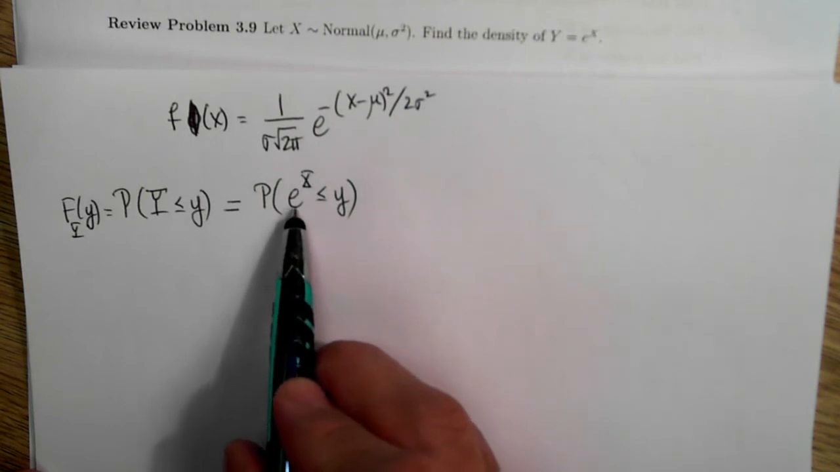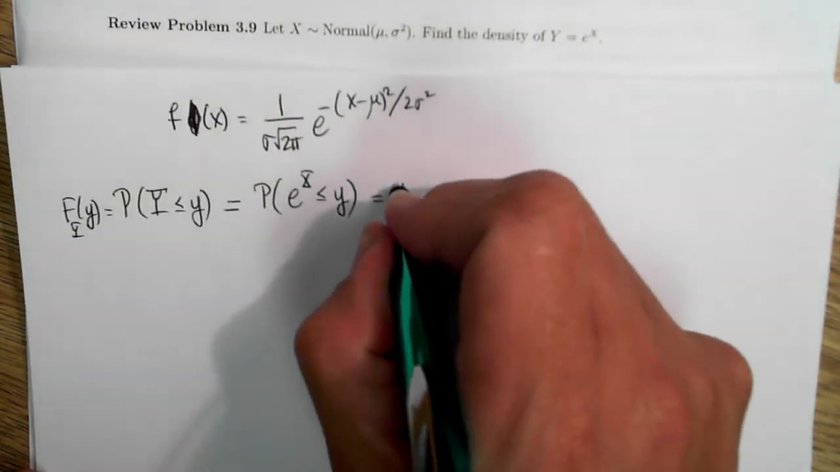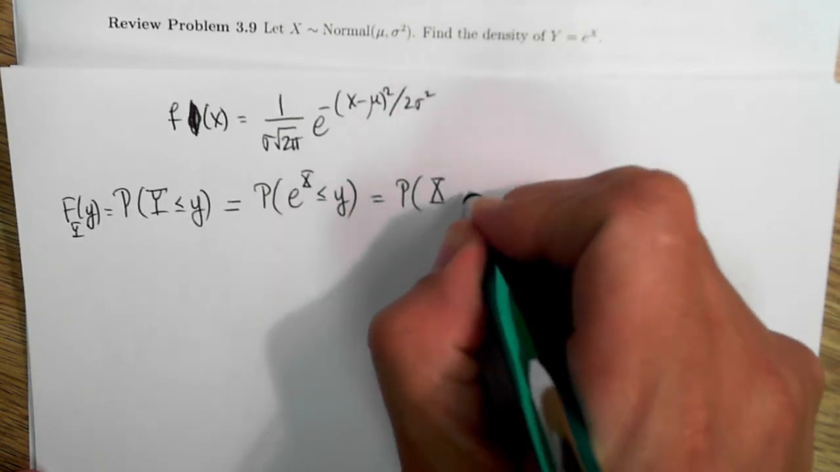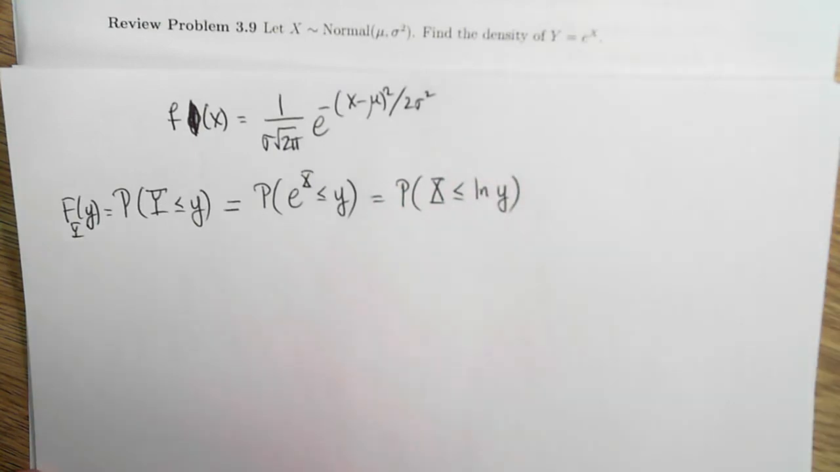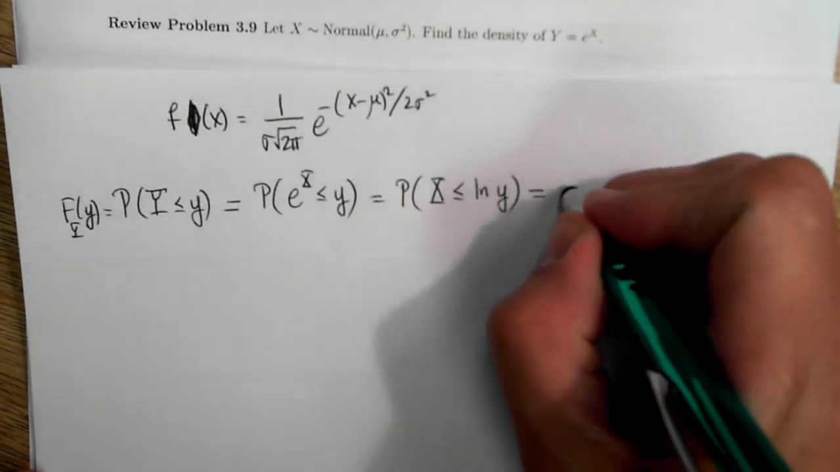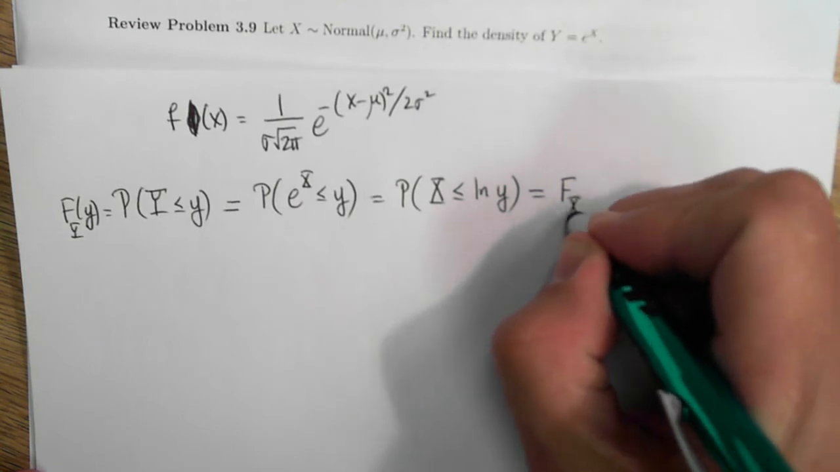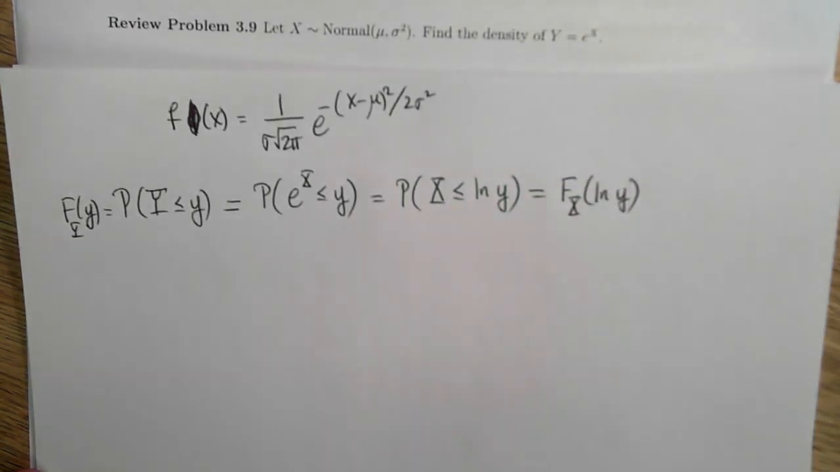Now the good news is that natural log is an increasing function, and so if I take the natural log of both sides of this inequality, the crocodile stays pointing the same direction. And so that's the chance that capital X is less than or equal to natural log y. In other words, this is the CDF for capital X evaluated at natural log y.